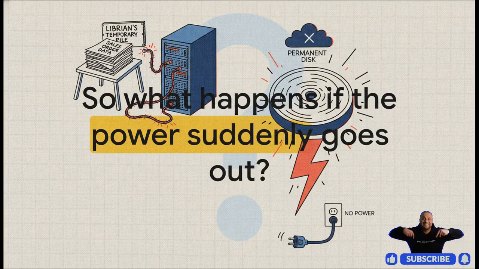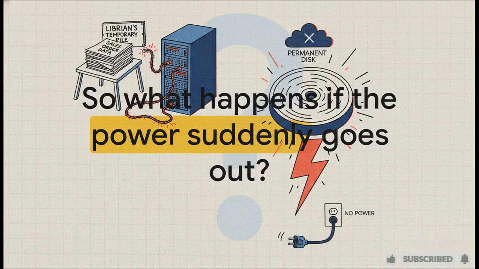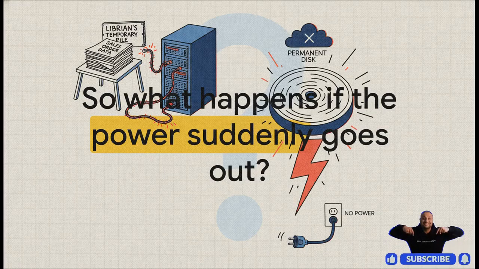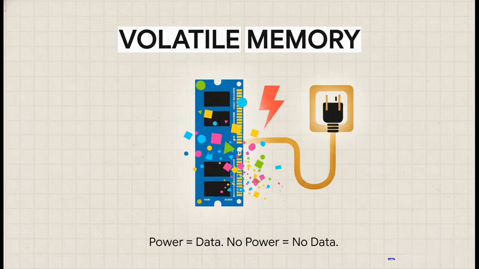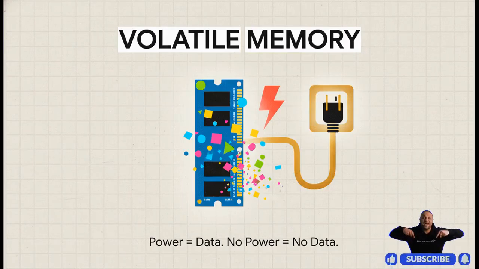Our new sales order data is just sitting there in the librarian's temporary pile in RAM. It hasn't been written to the permanent disk yet. So what happens if someone trips over the power cord and the server just dies? Is that order gone forever? The answer is, yeah, kind of terrifying.